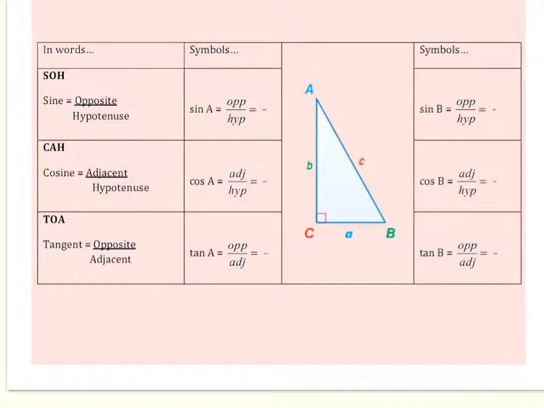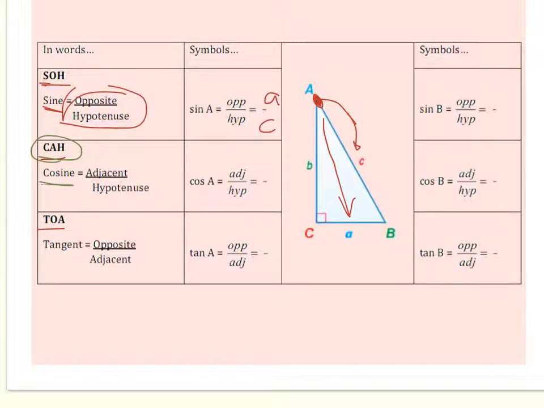So look at the words. SOH CAH TOA. That is pretty much the big word that you need. Sine is opposite over hypotenuse. Now you're looking at it from the perspective of the angle. So if I'm looking at A, opposite over hypotenuse. Hypotenuse is always hypotenuse. So that's going to be A over C.